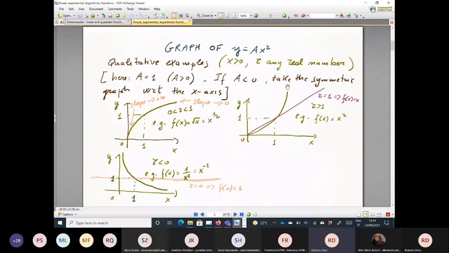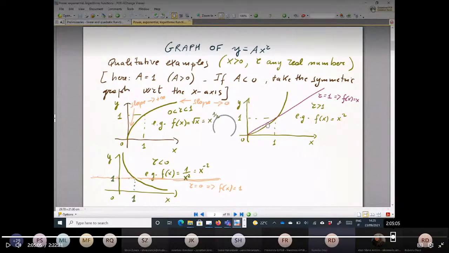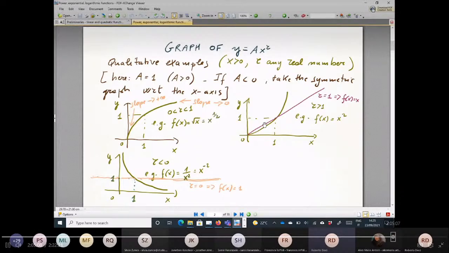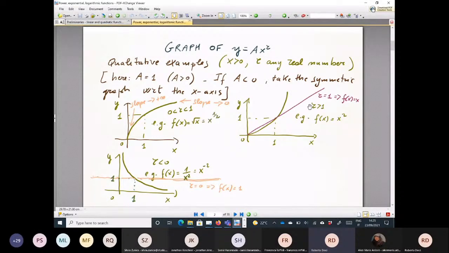So we have increasing marginal values. Marginal values are basically the slope, okay? And the slope is increasing. Here the slope is positive but decreasing. Here the slope is positive but increasing.